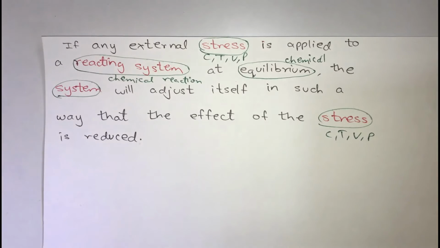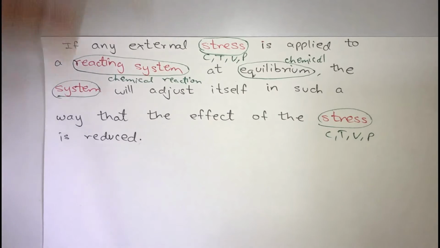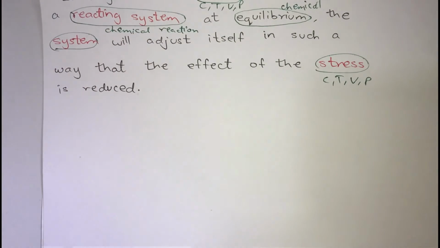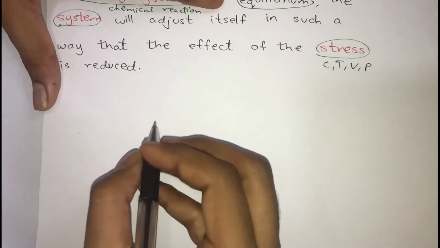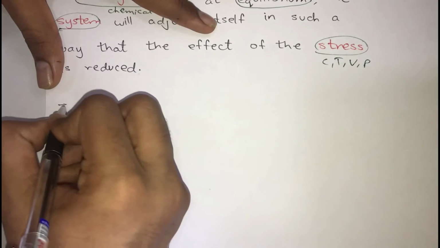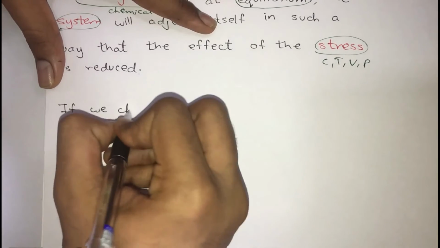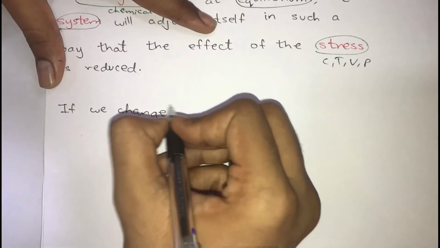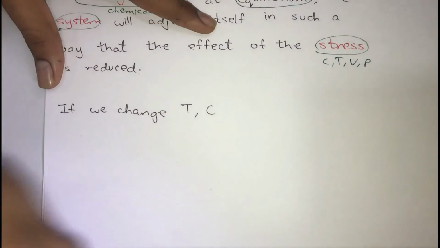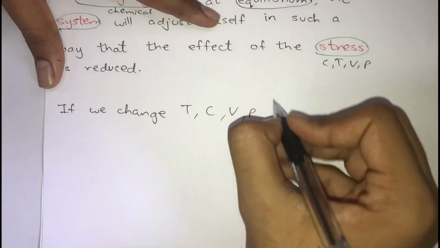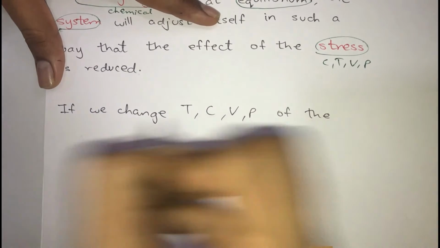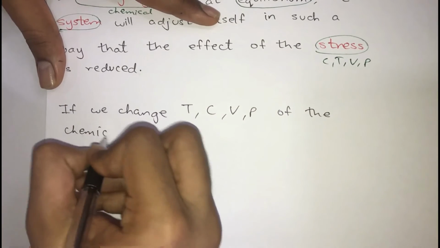So this definition is exactly right which I'm going to write below. Don't worry whether it is right or wrong, it is right, but it is a personalized definition which you will not be finding in any of the textbooks. Let's understand. So, if we change temperature, concentration, volume or pressure of the chemical reaction.